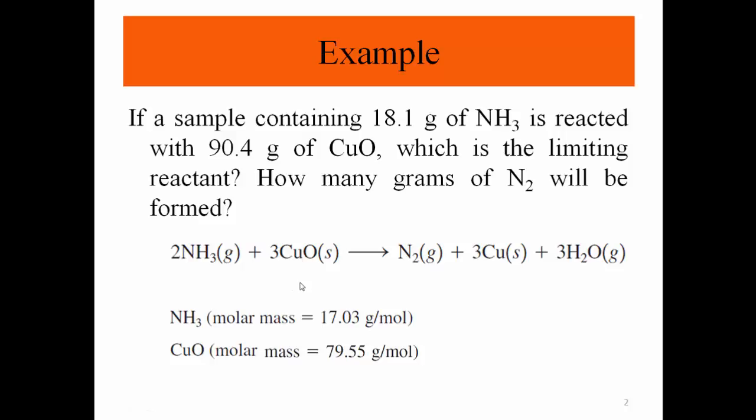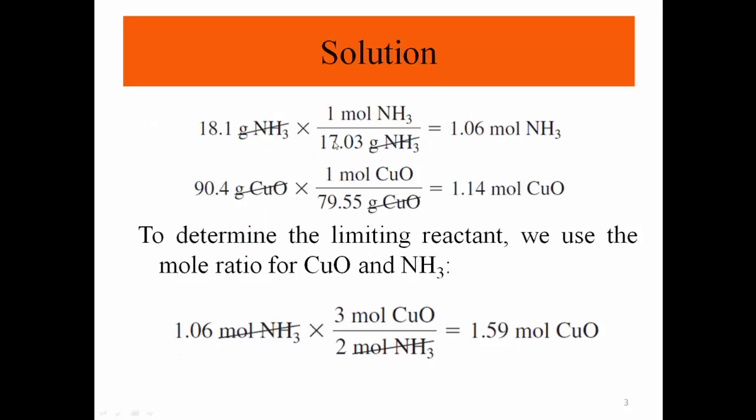And the molar masses of ammonia and CuO are given: 17.03 grams per mole, 79.55 grams per mole. As you see here, the amount of ammonia and CuO is given. So we have the molar mass, and we can divide each of them by molar mass to find the number of moles. Here we have 18.1 grams, and we use this ratio to find the number of moles. So the number of moles of ammonia is 1.06 moles.